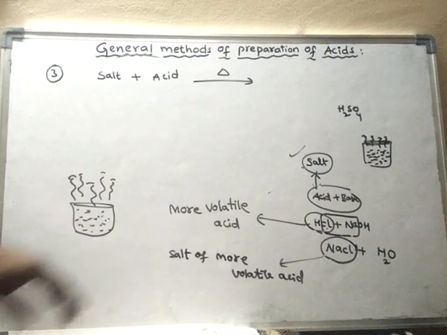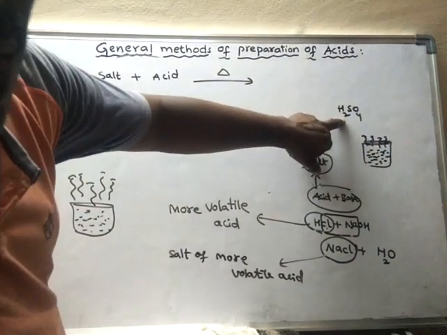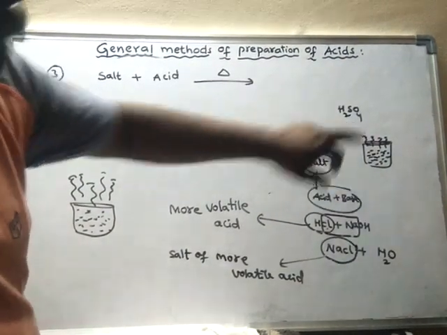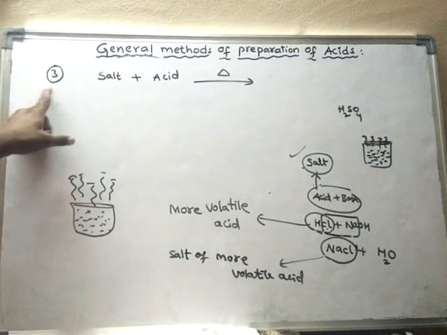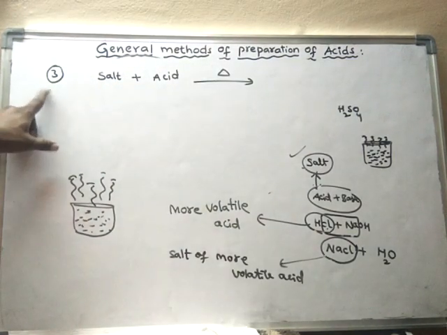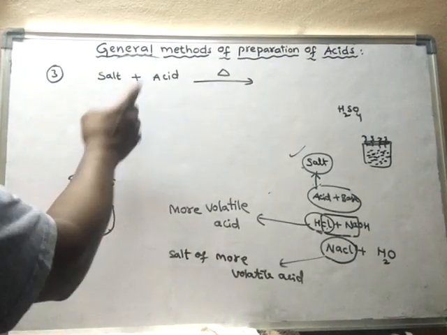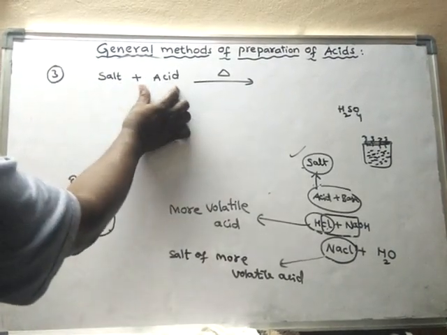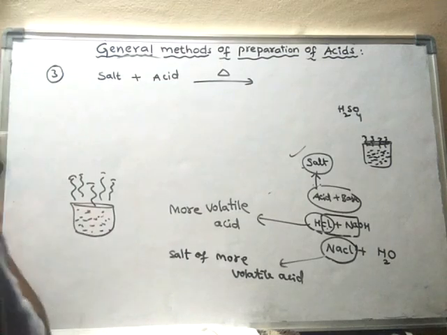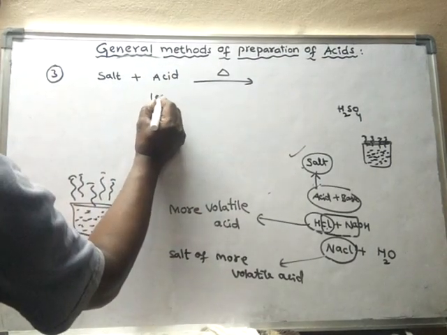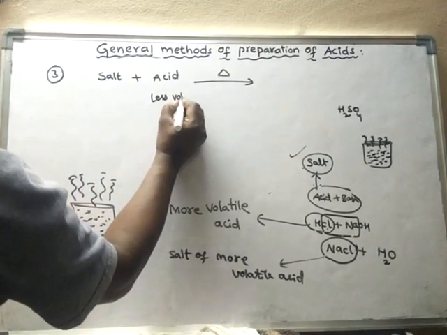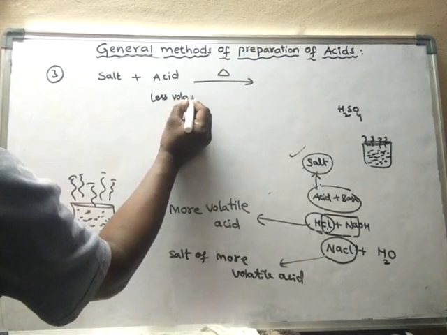Okay. So generally sulfuric acid is a less volatile acid. Here, in the third method of preparation of acids, we have to take a salt and an acid. So what type of salt and what type of acid is important? What type of acid? It should be a less volatile acid. The acid should be less volatile.